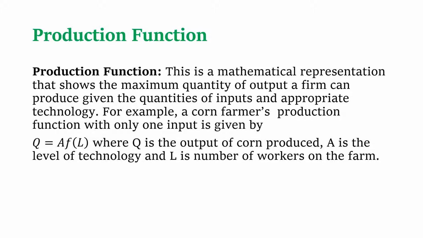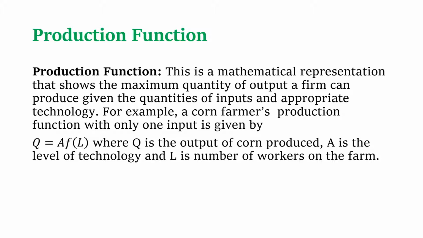Now we'll move on to the production function. This is a mathematical representation that shows the maximum quantity of output a farm can produce given the quantities of inputs and appropriate technology. For instance, we have a corn farmer's production function with only one input. It's given as Q = A f(L), where Q is the output of corn produced, A is the level of technology, and L is the number of workers on the farm.